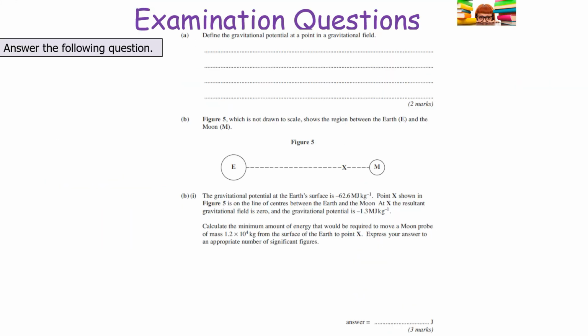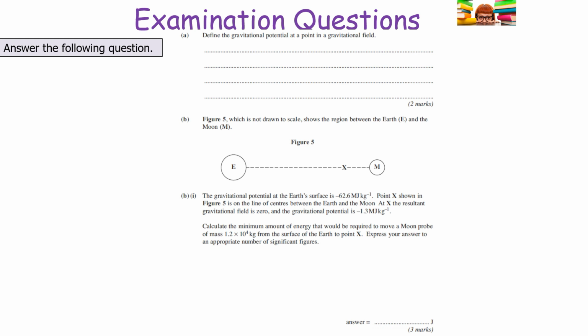So let's look at the following question. Part 1. Define the gravitational potential at a point in a gravitational field. Figure 5, which is not drawn to scale, shows the region between the Earth and the Moon. Now the gravitational potential at the Earth's surface is minus 62.6 megajoules per kilogram. Point X shown on figure 5 is in the line of the centres between the Earth and the Moon. At X the resultant gravitational field is 0 and the gravitational potential is minus 1.3 megajoules per kilogram.